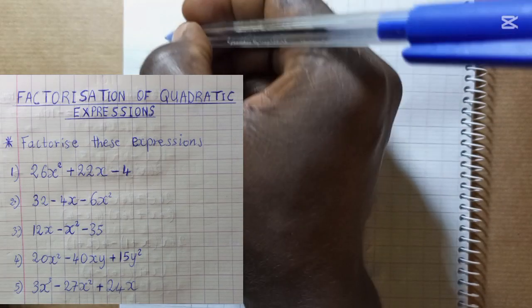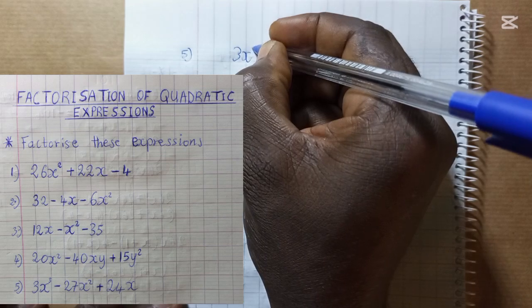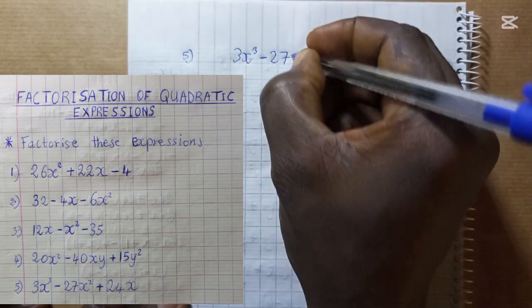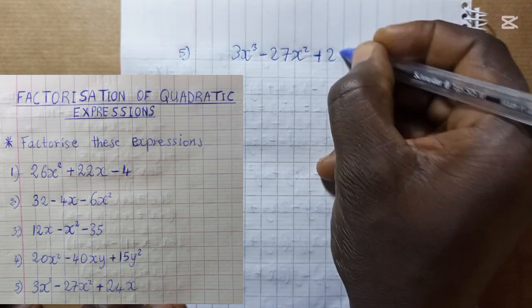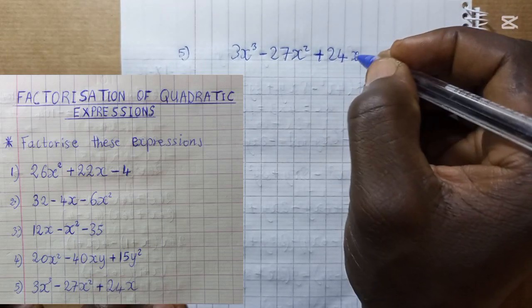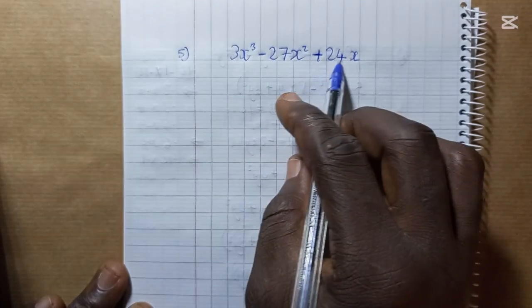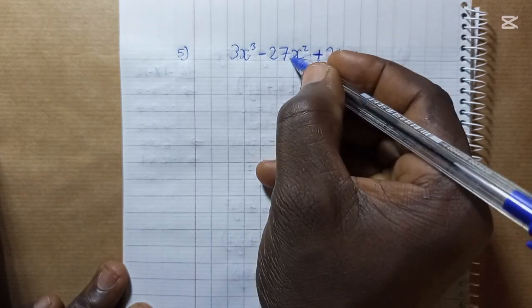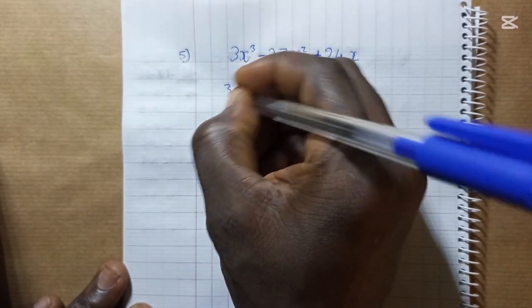And finally for number 5, we have 3x raised to power 3 minus 27x raised to power 2 plus 24x. The first step here is, what is the common factor to all of this? It is 3. You can get 3 there, 3 there, 3 there. So the common factor there is 3. So we are going to factor out 3x.